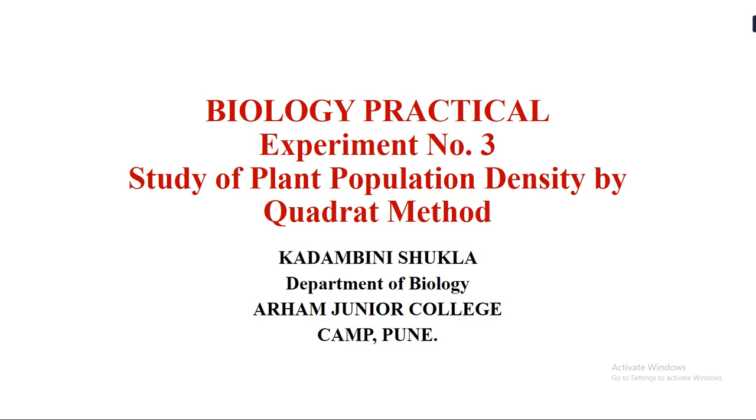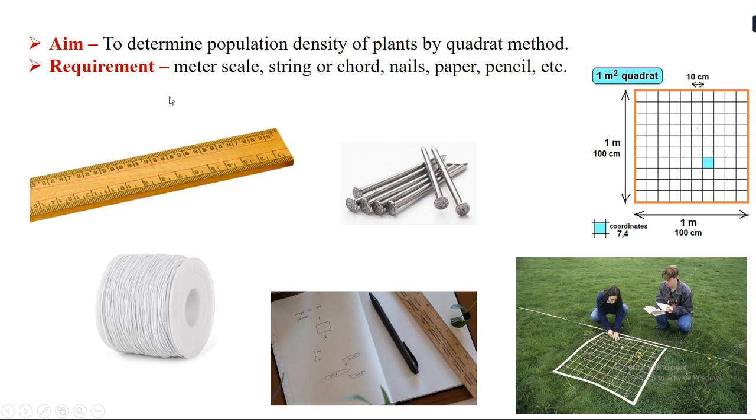Okay. Now in this experiment, we are going to study plant population density. That means how to take out a plant population density, or you can say how to study the plant population density using a quadrat. So let us just quickly start with this experiment. Now the aim of the experiment is to determine population density of plants by quadrat method.